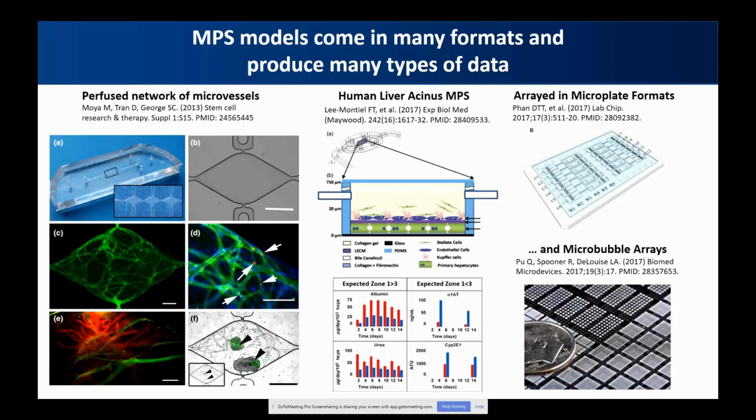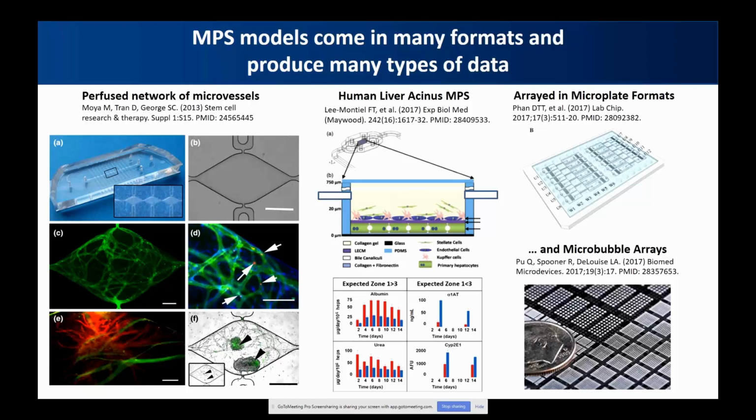On the left, you can see an example of a vascular model where there's a network of vasculature that can be used both to study vascular disease as well as vascularization in cancer models. And it's really very image-based because of the nature of the model.